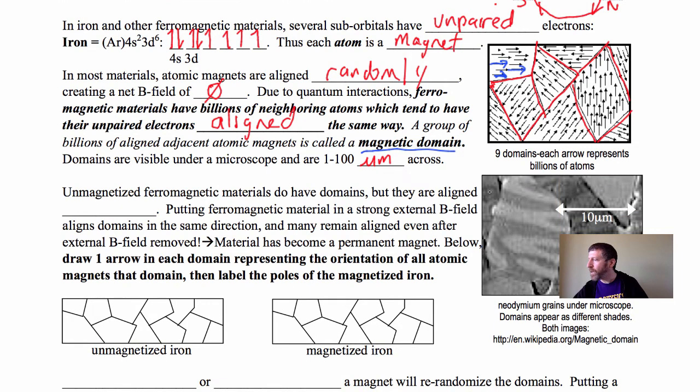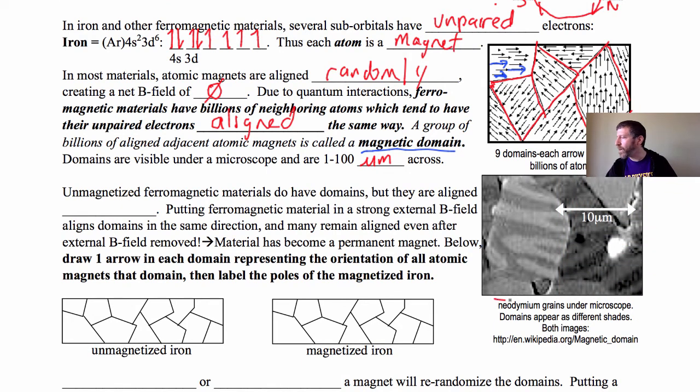Here's a picture right here. This is an actual picture. What you see as a different color right in there, that is all one domain. You have another domain right here, shaped like that, and here's another domain right there. Anywhere you see a different color, that's a domain, a section of atomic magnets that are all aligned the same way. And this length right there is 10 micrometers, so you can see how big the domains are.